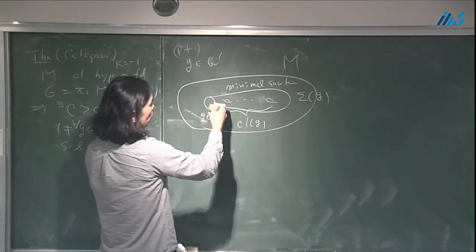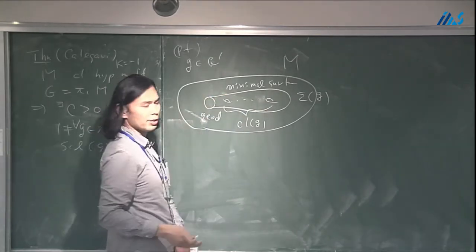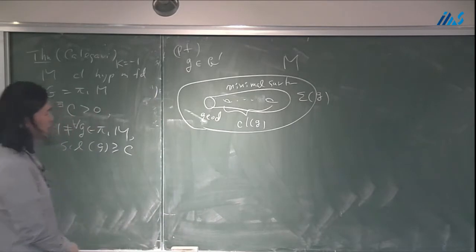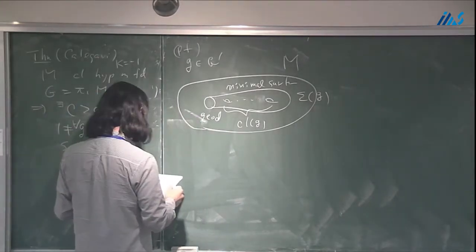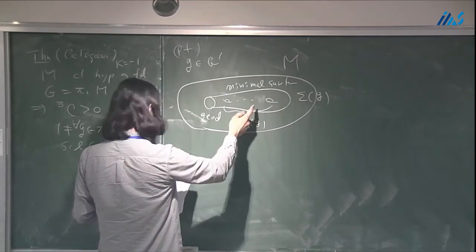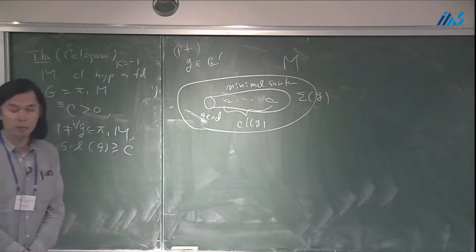So there is a surface bounding this curve in this homotopy class. Take a surface of least area. All right, now you have a minimal surface in the manifold. Then here is a fundamental result for minimal surfaces.